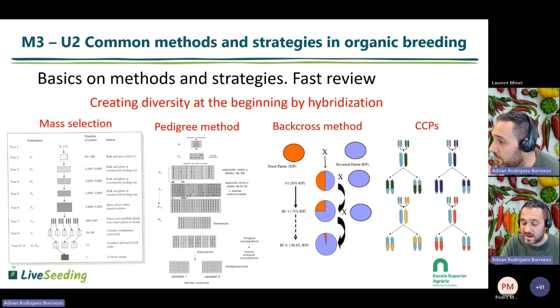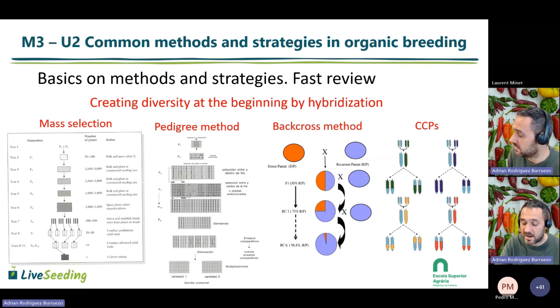The pedigree method is similar to the individual method explained before, but with the difference that I have started by crossing two parents. The F1 should be quite homozygous, while F2, F3 will show most of the segregating diversity which was encompassed by the two parents. Now it's time to start selection through the pedigree method.